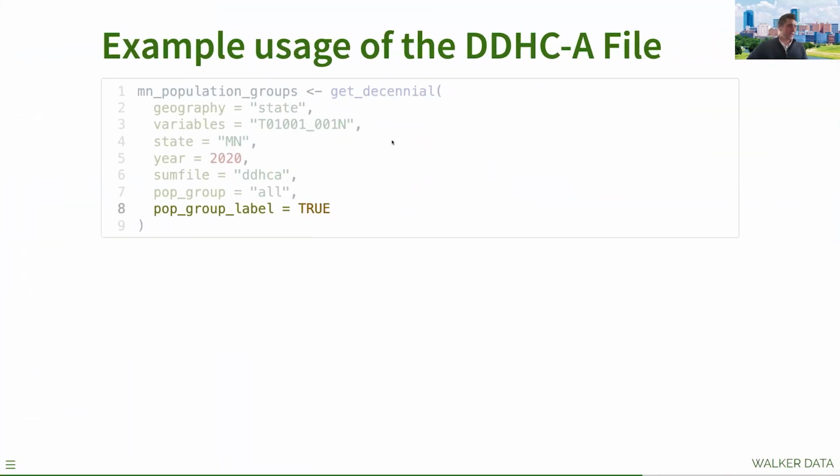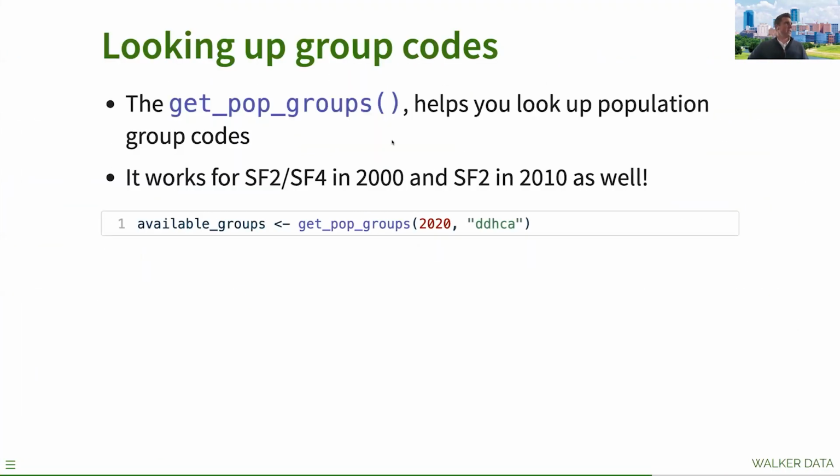So let's jump back here to the slides and talk through this a little bit. Understanding what the group codes are, that's something that can be a little bit tricky. So the get pop groups function helps you look this up because there's so many different groups. Because we can do pop group equals all, but you may want to query for a particular group code. So this actually works for summary files 2 and 4 in 2000 and summary file 2 in 2010. I'll show you how to get 2010 and 2000 census data in just a moment. But those are kind of equivalent detailed files for those censuses where you can get these population breakouts.